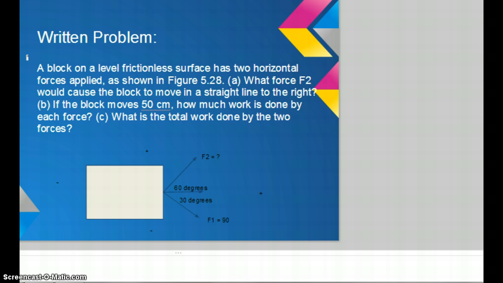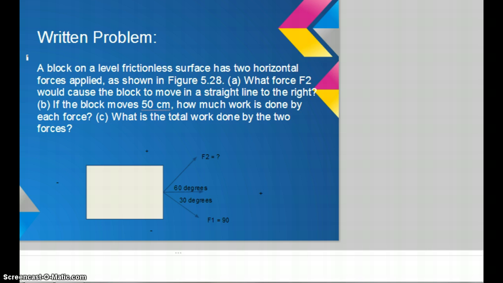So the written problem says, a block on a level frictionless surface has two horizontal forces applied, as shown in figure 5.28. What force, F2, would cause the block to move in a straight line to the right? If the block moves 50 centimeters, how much work is done by each force? Now, what is the total work done by the two forces?